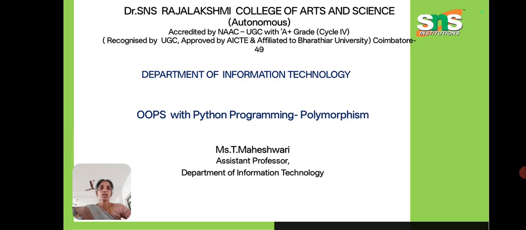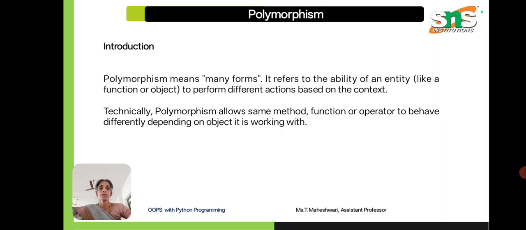In this video, I am going to explain about polymorphism in Python programming. Polymorphism means many forms. What many forms means is that a function or object having the same name can perform differently based on the user calling the function or object.